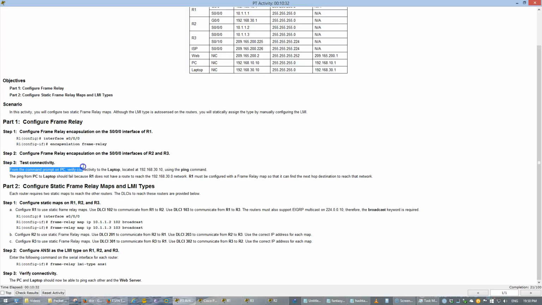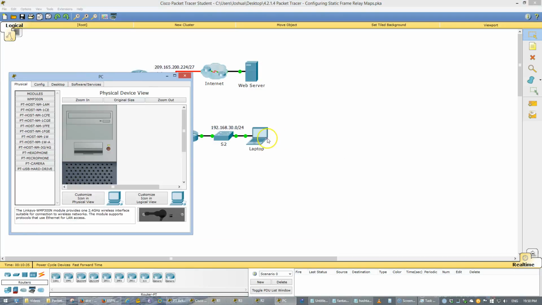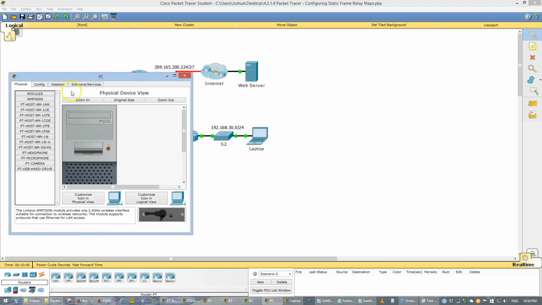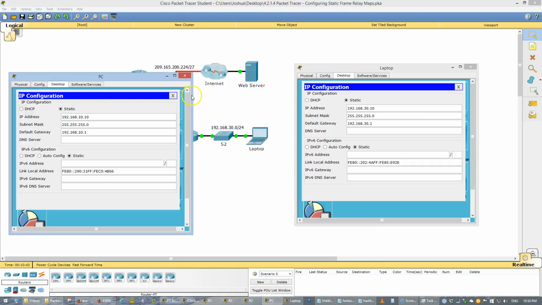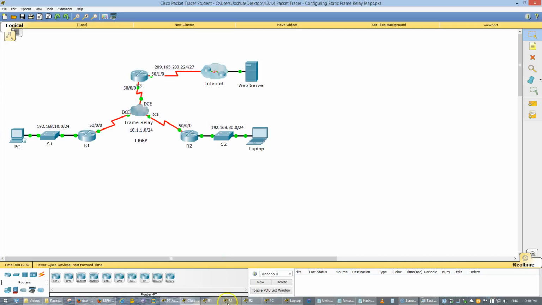From the PC, verify connectivity to the laptop. It should fail because they don't have a route to reach this network. R1 must be configured with the frame relay map so it can find the next hop. PC to laptop. Alright, let's check it out. Unreachable. Okay.